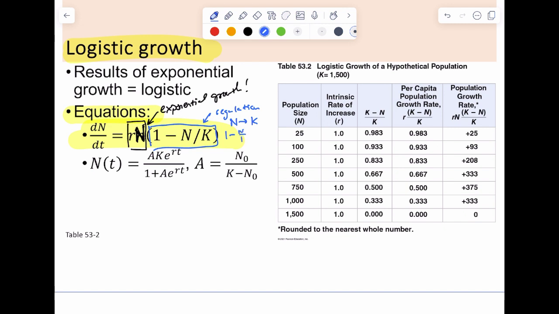As n approaches k, 1 minus n over k approaches 0. So if n and k are the same number, this ratio is 1, and 1 minus 1 is 0. I don't care how big this number is. The most ginormous number ever times 0 is 0. K must have something to do with the limit. K must be the limit of the growth.